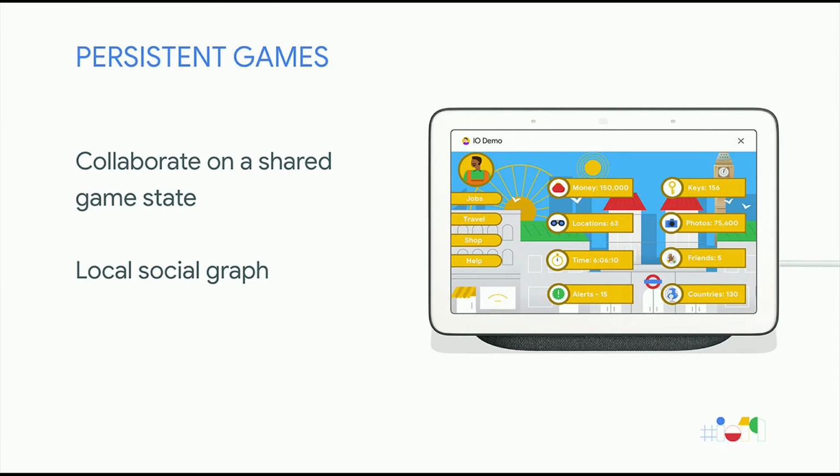In addition, we have access to a local graph, not simply through Google's APIs, but as well as through the fact that you're co-located in the same area and can collaborate together.